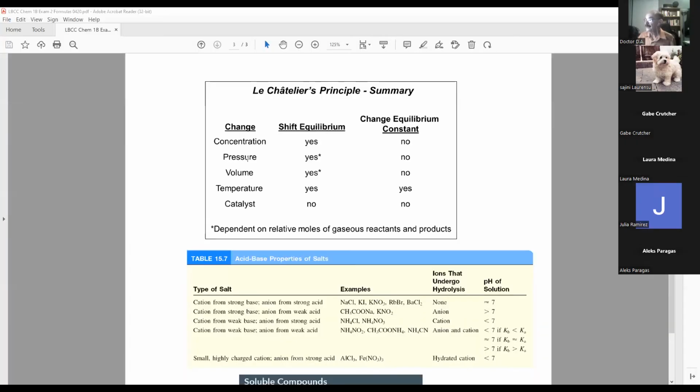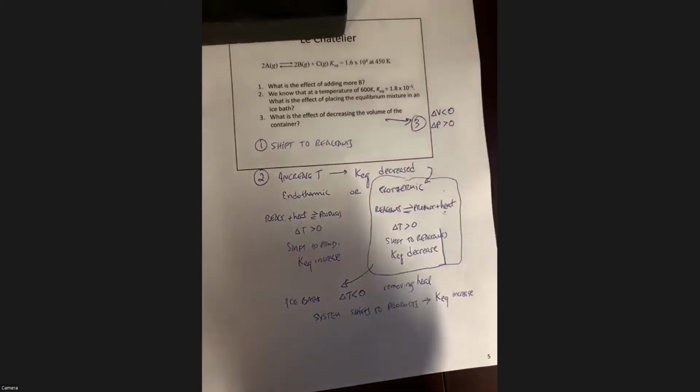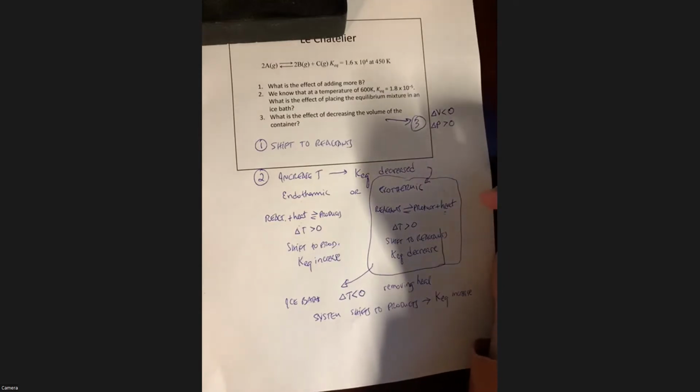So remember that pressure and volume will shift equilibrium, like it says here, dependent on the relative moles of gaseous reactants and products. Only in that case are you going to see a change. I'm getting this from earlier, right? Only if you have a change in the relative number of moles. So we had to look at this equation they gave us and see, is there a change in the number of moles?